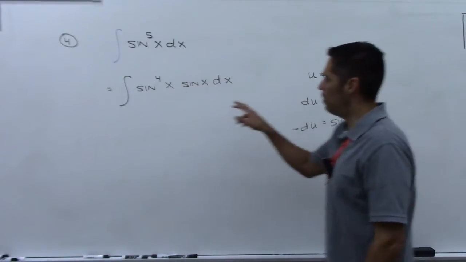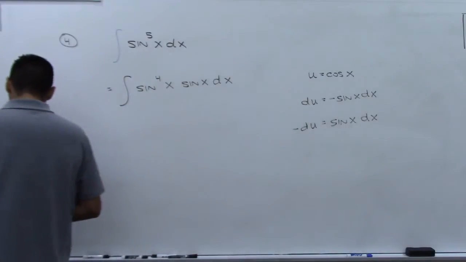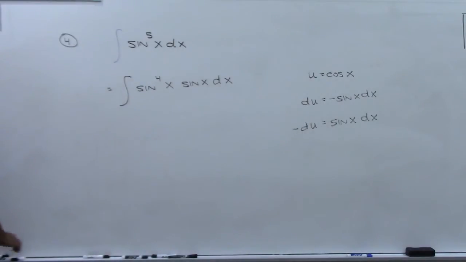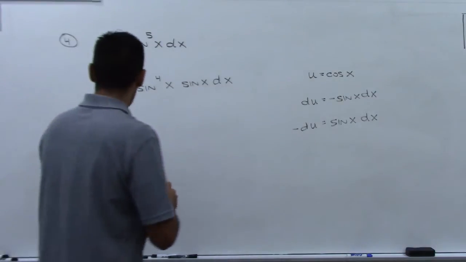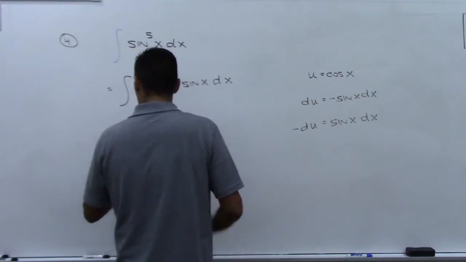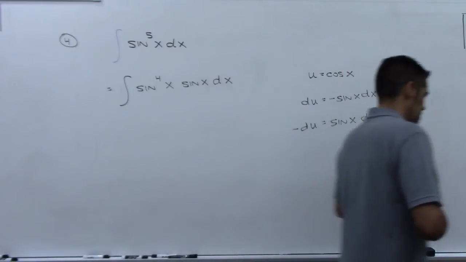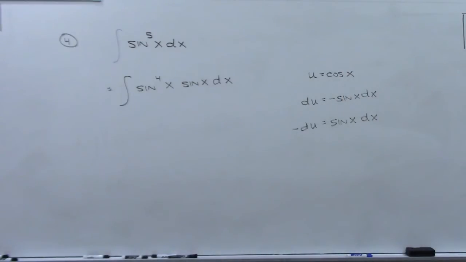But I don't have a cosine here. That's okay because I can rewrite that sine in terms of cosine. I'm going to use the Pythagorean identity to do it. This is getting annoying. Hang tight, I'll be right back.